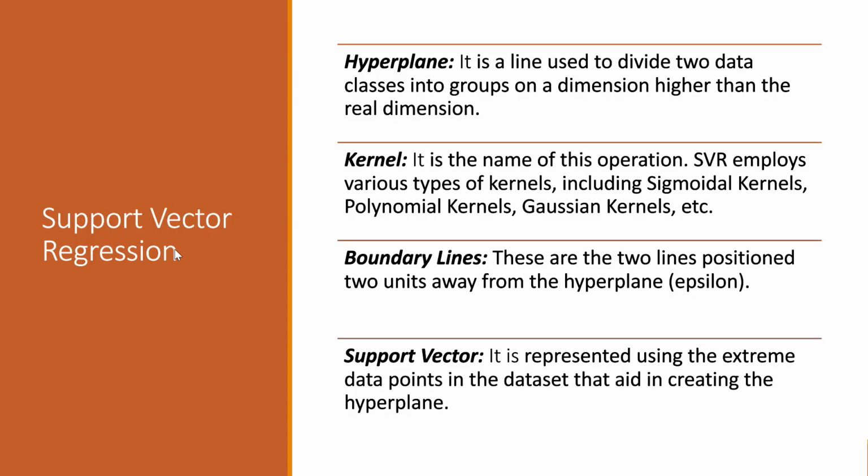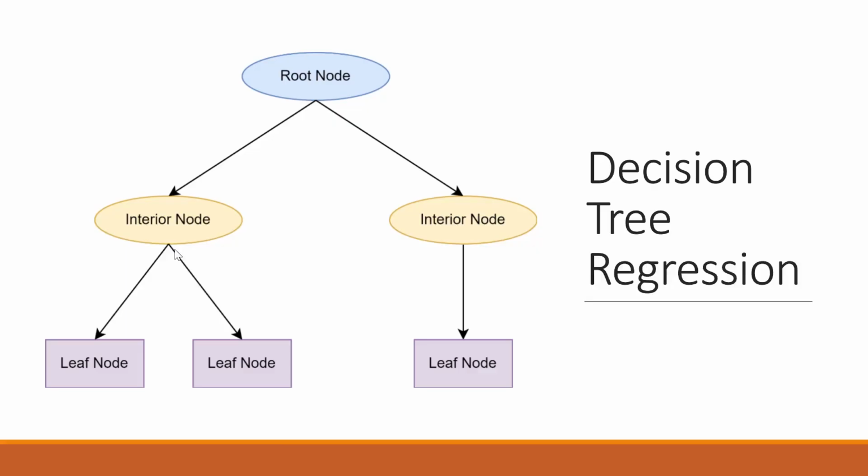Now other than this, there is one more important topic related to support vector regression, which is the kernel. SVR does regression in a higher dimension. In order to accomplish that, we require some function that should map the data points into a higher dimension, and the kernel is the name of that operation. So SVR employs various types of kernels including the sigmoidal kernel, polynomial kernel, Gaussian kernel, etc. And let's move forward and discuss decision tree regression.